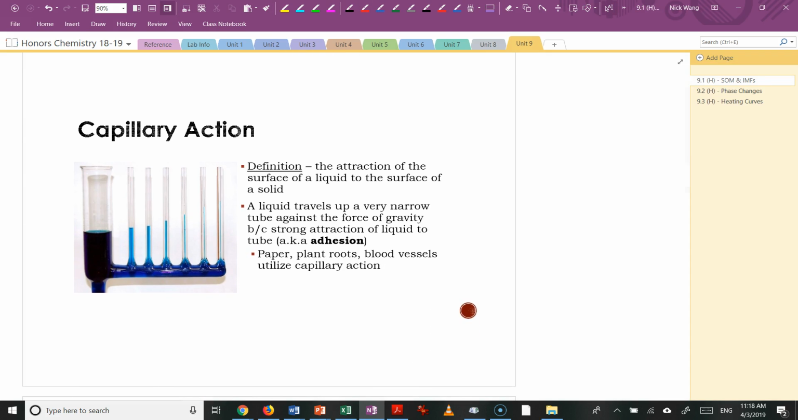Capillary action, this was one where you basically have fluids that can flow against a pull of gravity, so attraction of the surface of a liquid to the surface of a solid. And the liquid travels up, again, lots of times narrow tubes or narrow surfaces because there's that strong attraction of the liquid. So you see right here, you have, again, a generic large volume of liquid. Here are some smaller and smaller tubes that are getting closer and closer to a capillary size, I suppose.